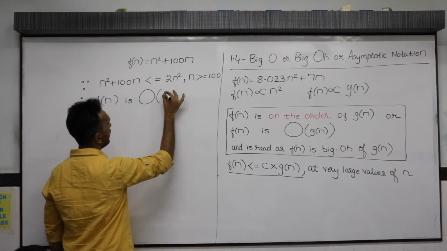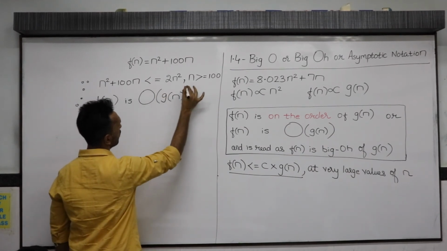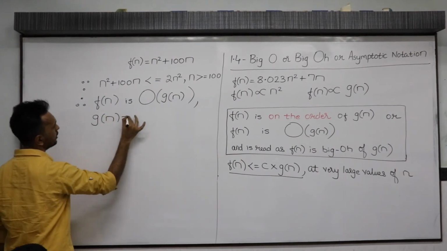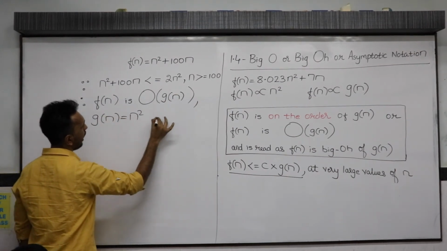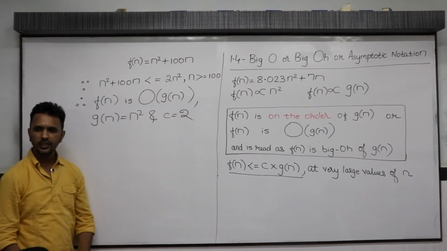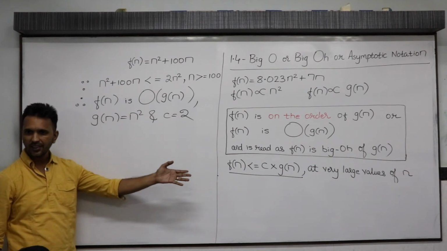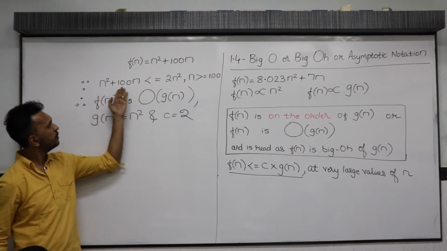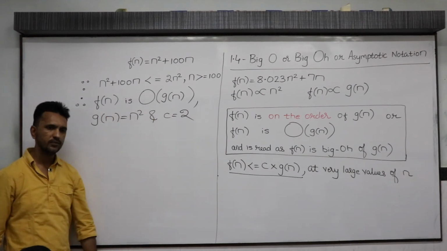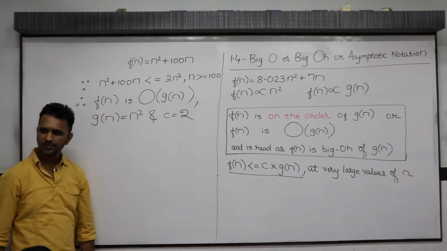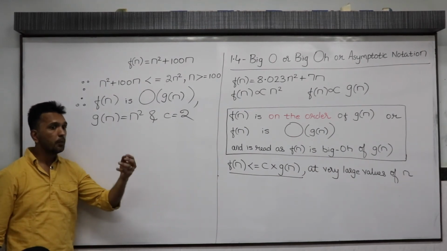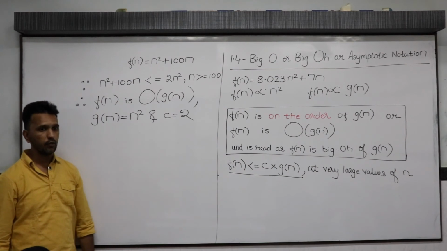Is big O of g of n, where g of n is equal to n square and c is equal to 2. Did you understand what we did? Because this relationship holds true, you may write f of n is big O of n square. Any doubts here? Now we are going to study something else which is much more difficult. You have to be very attentive, okay?